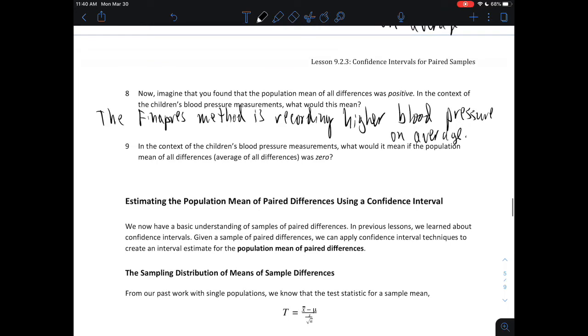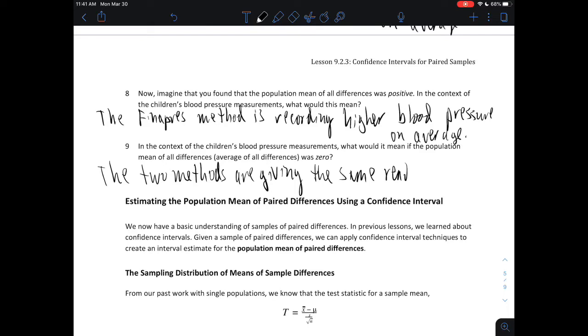Number 9, in the context of the children's blood pressure measurements, what would it mean if the population mean of all differences was 0? So this is essentially saying that the two methods are giving the same reading, but again, on average. The two methods are giving the same blood pressure reading on average.